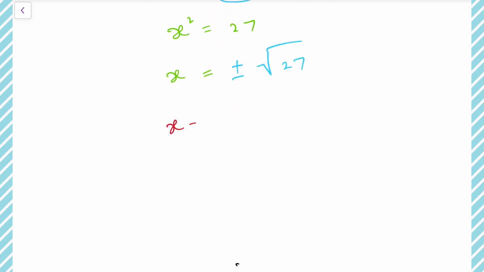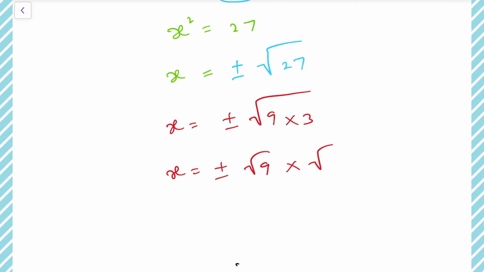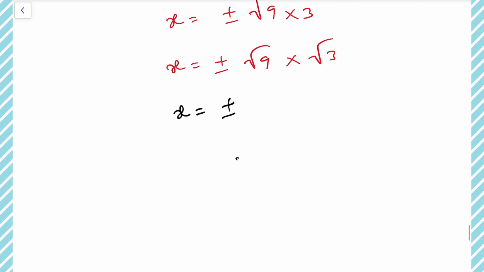X equals plus or minus root 27, which can be written as root of 9 times 3. Under root 9 into 3 can be separated as root 9 into root 3. So x equals plus or minus root 9 is 3, into root 3 as it is. So the zeros are plus or minus 3 into root 3. 3 into root 3 is 3 root 3.